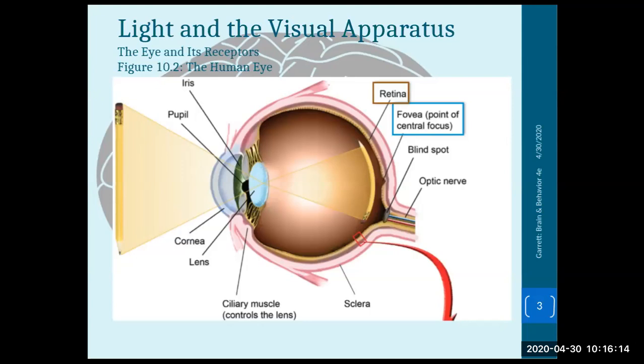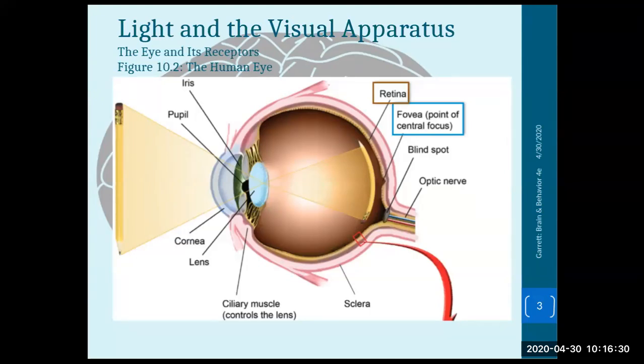So in the back of the retina, there are 2 things I wanted to point out. Number 1 is an area sort of in the middle of the retina, towards the very back of the eye, called the fovea. And the fovea is the point of central focus.